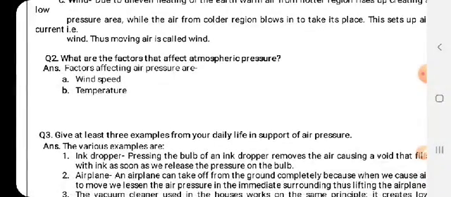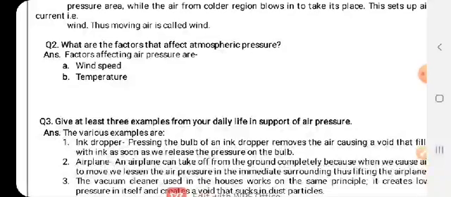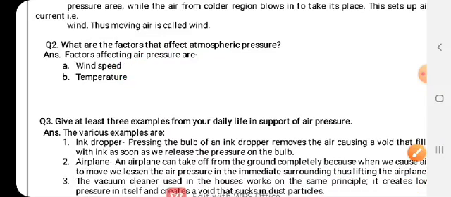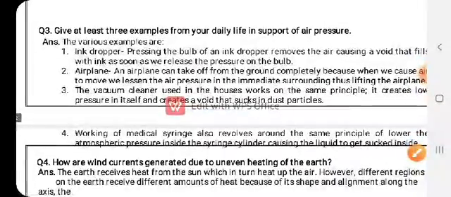Next is, what are the factors that affect the atmospheric pressure? Which factors affect atmospheric pressure? One is the wind speed, and the more the wind speed at a particular place, the lesser will be the pressure at that area, and the temperature also. The more the temperature there is, the lower the pressure there will be. For these we have done experiments and activities also. So that is in the new discovering book, you can check it from there also.